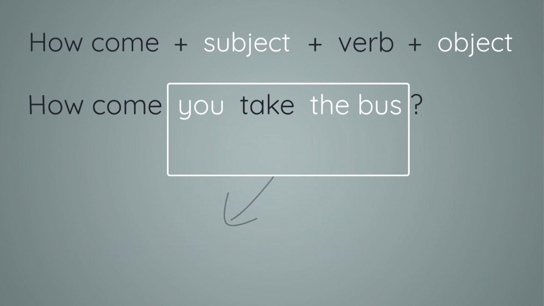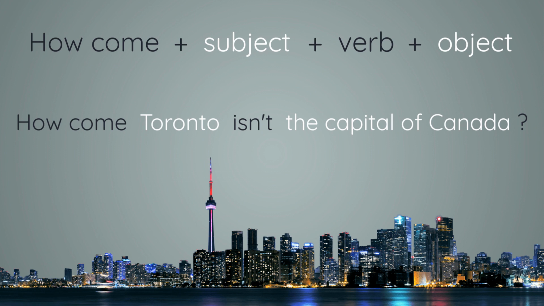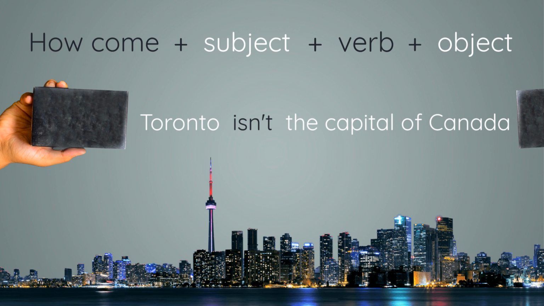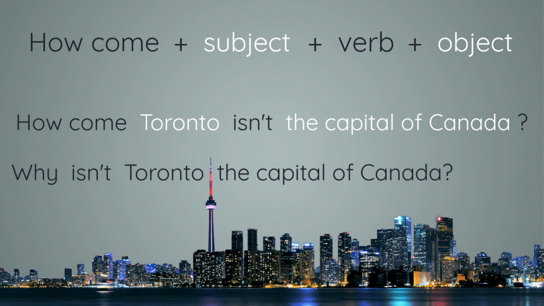Let's look at another example. How come Toronto isn't the capital of Canada? So again, we have how come, we have Toronto, which is the subject, we have isn't, which is the verb, and we have the capital, which is the object. If you want to make a regular sentence, I would just say, Toronto isn't the capital. We just add how come to this, and then it becomes a question, meaning, why isn't Toronto the capital?